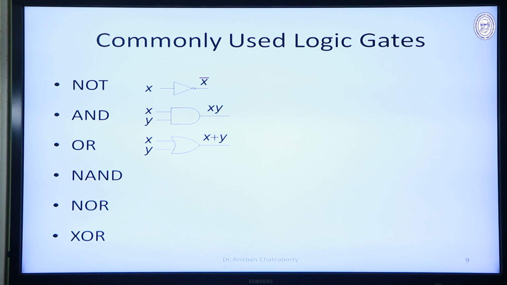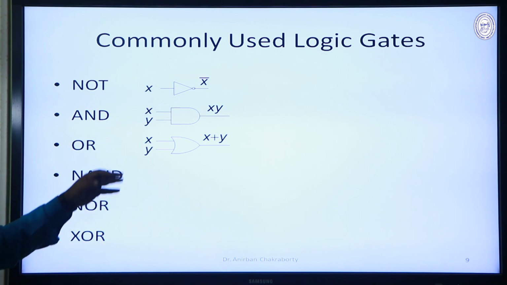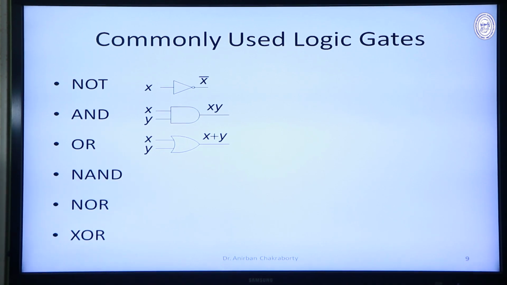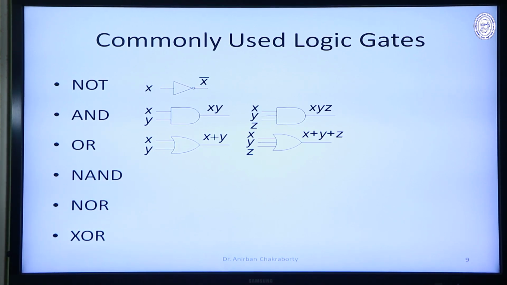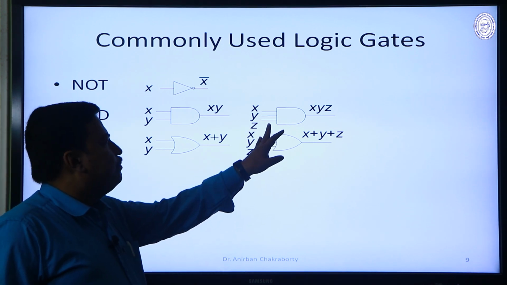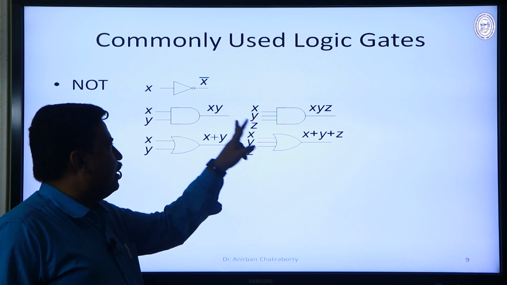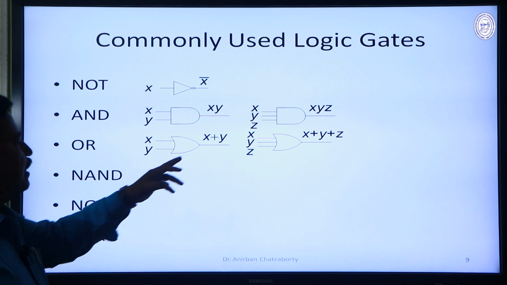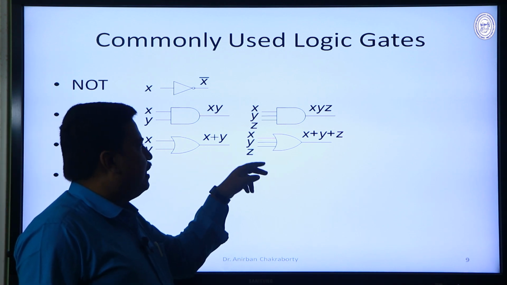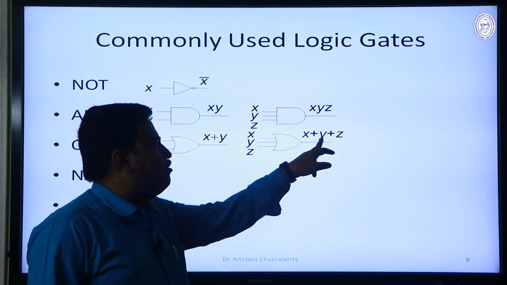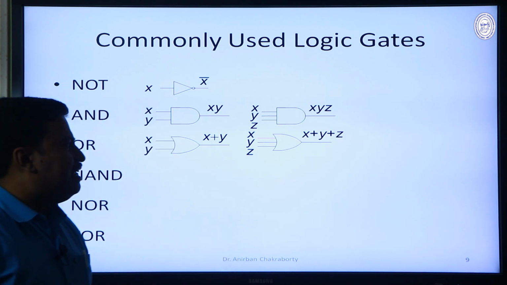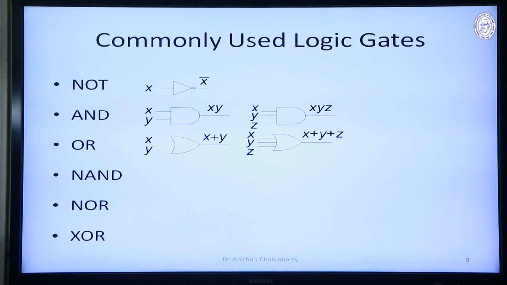Now AND gate, OR gate, NAND gate, they may be 2 input, 3 input, 4 input, etc. Here I have shown you 2 input OR gate, 3 input OR gate, 2 input AND gate, 3 input AND gate. And however many inputs there are, X, Y, Z, W, you just have to write X plus Y plus Z plus W in this way. Next one is the NAND gate.